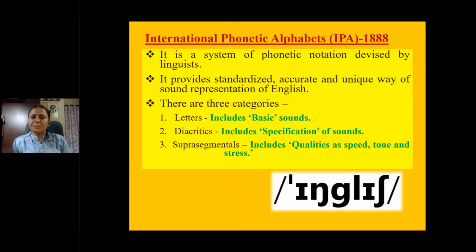Then the third category is suprasegmentals, which includes sound qualities like speed, tone, and stress. Again, these are the non-verbal aspects of language, but they create a lot of difference. Many a time we observe in our classrooms and even in our surroundings that with the tone itself, the meaning is conveyed, or the meaning changes. That is again one of the very interesting aspects of phonetics, and that is called what? Suprasegmentals. And in simple words, if we relate it with communication, paralinguistics is included in suprasegmentals.